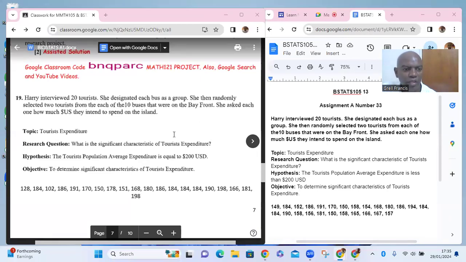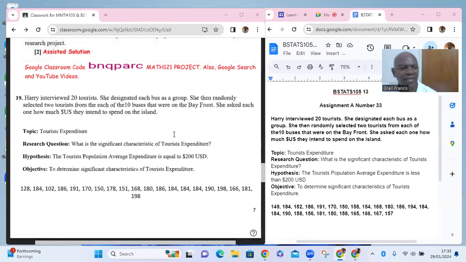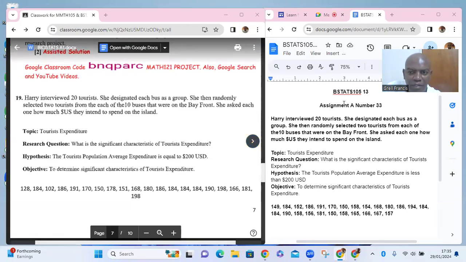So here we are looking at assignment A of Biostatistics 105, and we are looking at class session 13, and we are looking at number 19. Now the assignment says that we talked about Harry, we talked with 20 tourists.